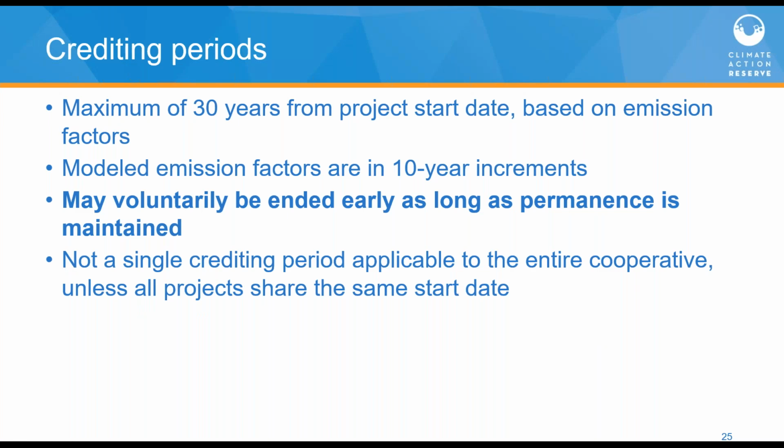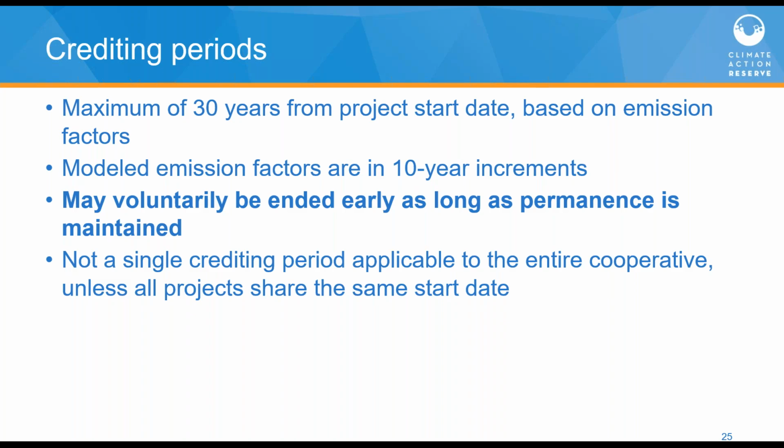So the crediting period is the entire period of time over which the project can receive credits. The maximum crediting period for these projects is 30 years from the project start date. The emission factors are in 10-year increments, so you would use the same baseline factor for the first 10 years, and then you would switch to another one for the next 10 years.